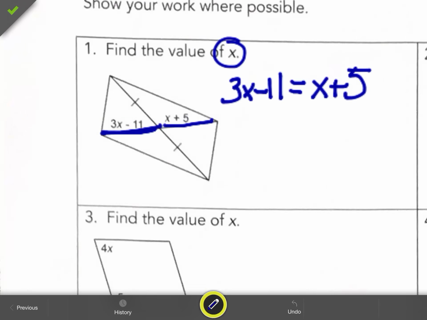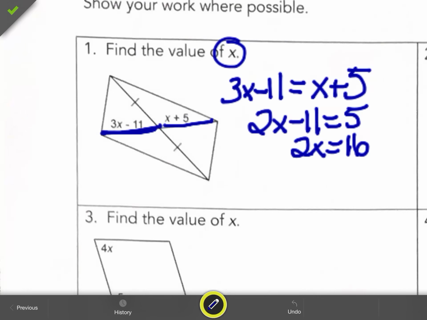Okay. So I do the algebra, and I'm going to roll through this at this point. If you have questions on it, let me know. Subtract x from both sides. Add 11. Divide by 2. So x turns out to be 8.